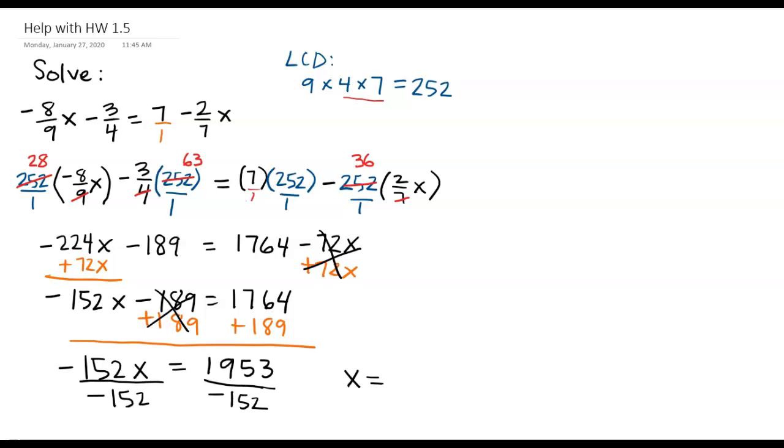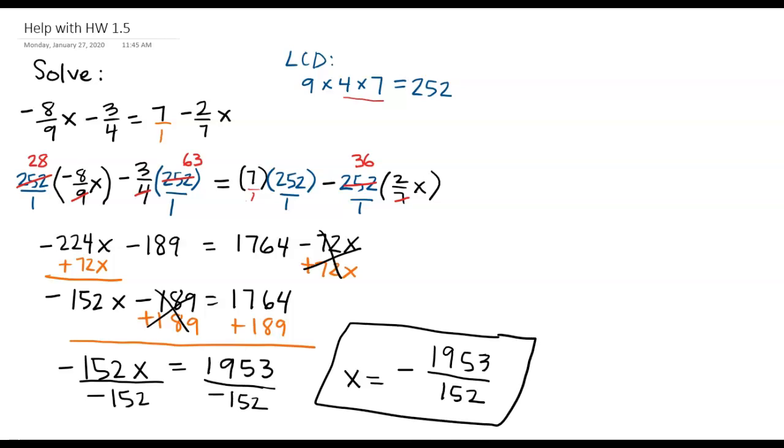So x equals, and that negative can just go out in front, 1953 over 152. And if they start off with fractions in the question, they're going to want you to leave it as a fraction in the answer. So don't change it to a decimal. It even gives you that little warning on the homework. So make sure you notice that.